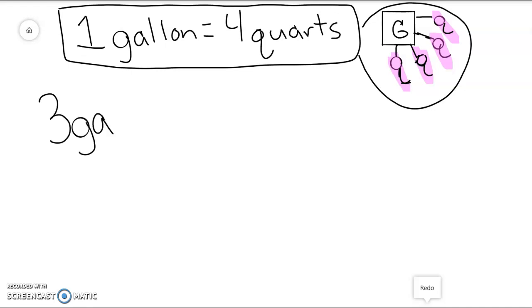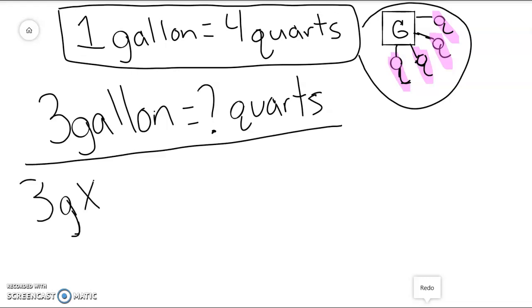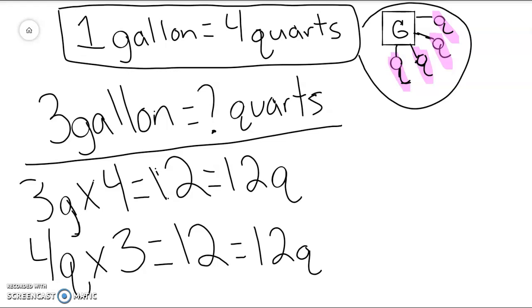Now let's try to solve a problem. If we have 3 gallons, how many quarts do we have? Well, we know that we have 3 gallons, and in each gallon there's 4 quarts, so we have to multiply by 4, and this gives us 12. To show this better, we can write 4 quarts times 3 gallons is equal to 12, which equals 12 quarts.